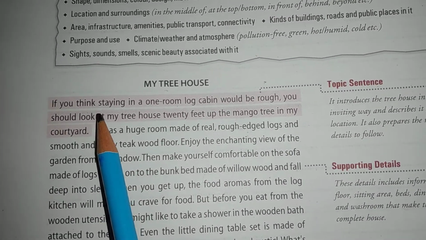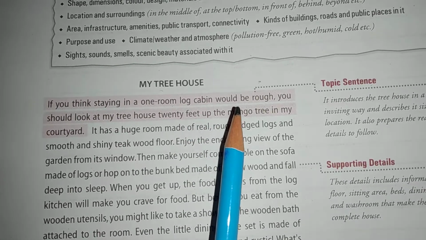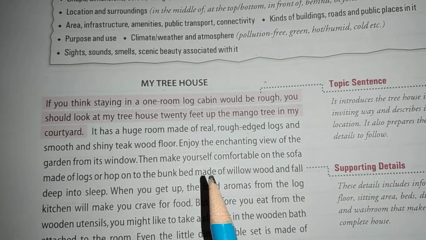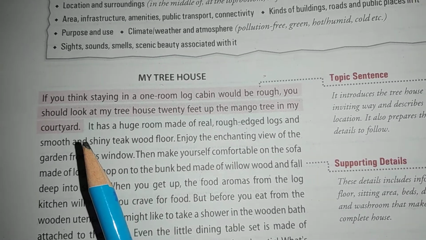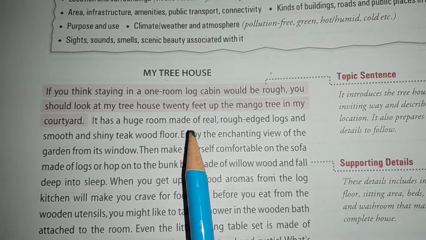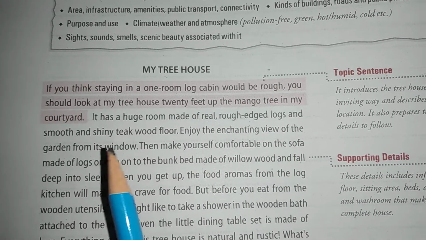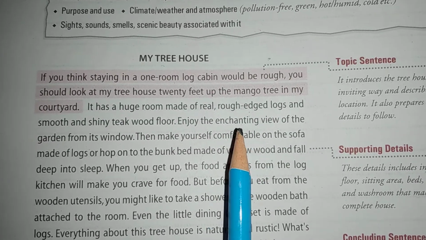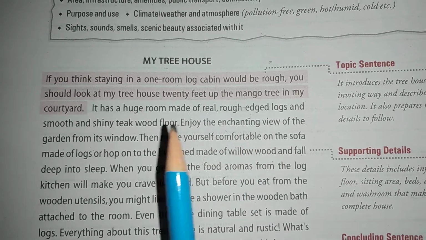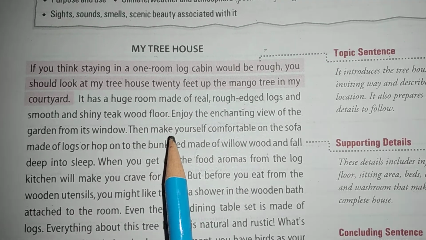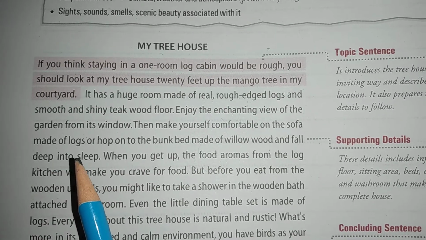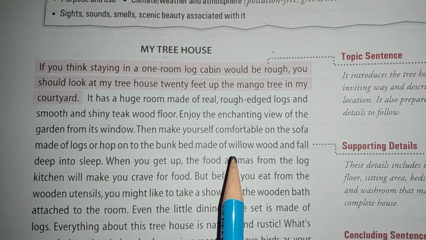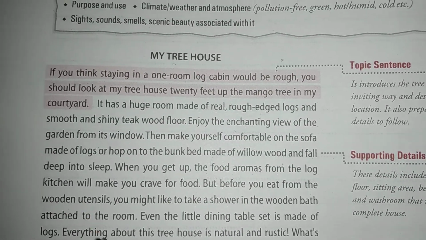If you think staying in one room long cabin would be rough, you should look at my tree house 20 feet up the mango tree in my courtyard. It has a huge room made of real rough-edged logs and smooth and shiny teak wood floor. Enjoy the enchanting, means attractive, view of the garden from its window. Then make yourself comfortable on the sofa made of logs, or hop onto the bunk bed made of willow wood and fall deep into sleep.